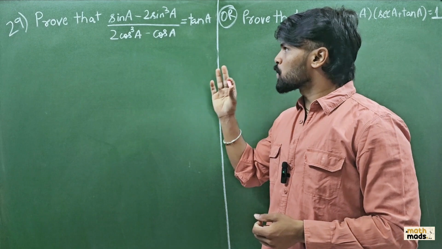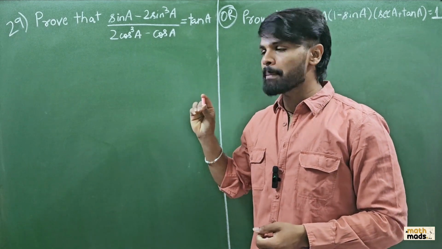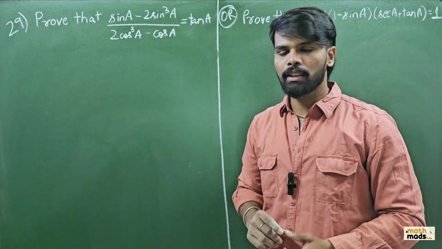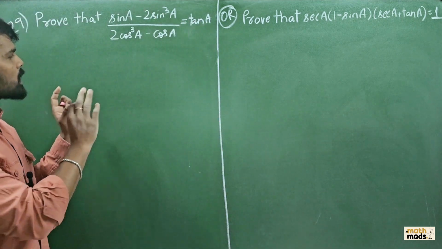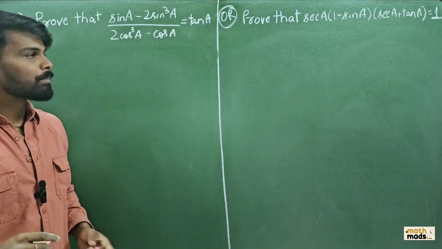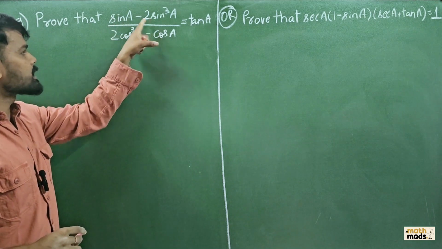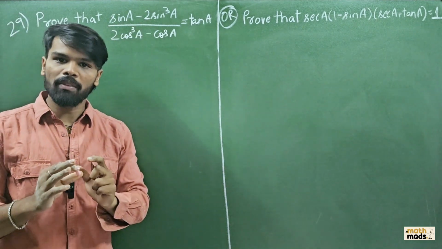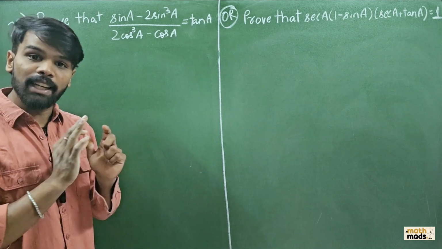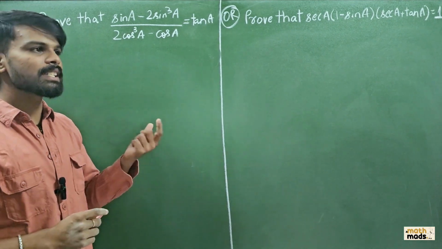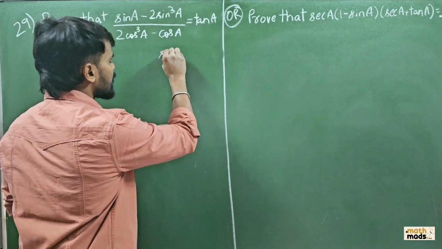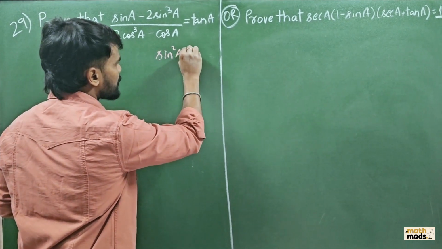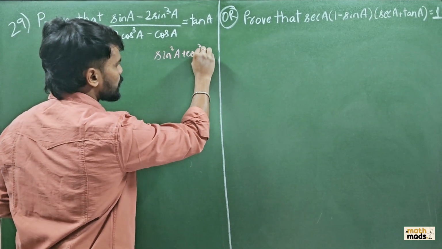Prove that (sin A minus 2 sin cube A) by (2 cos cube A minus cos A) is equal to tan A. Now, how to solve these kinds of problems? If you can see here, which terms are repeated more? In the equation, sin and cos are repeated more. So obviously, some identity related to that will come into use. Which identity has sin and cos? It is nothing but sin square A plus cos square A is equal to 1.